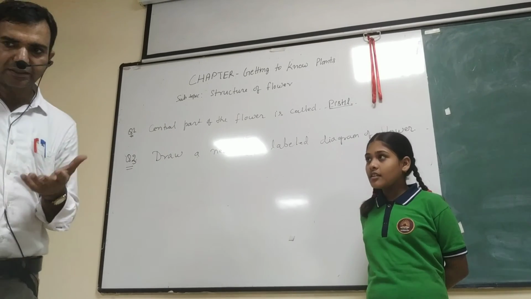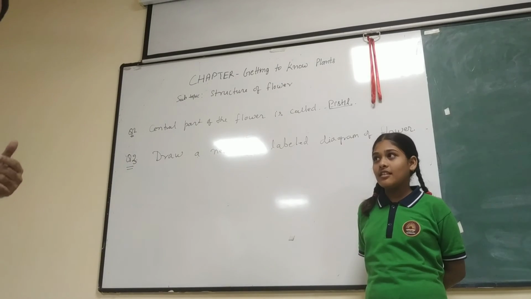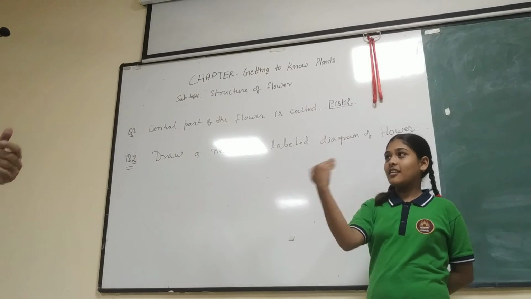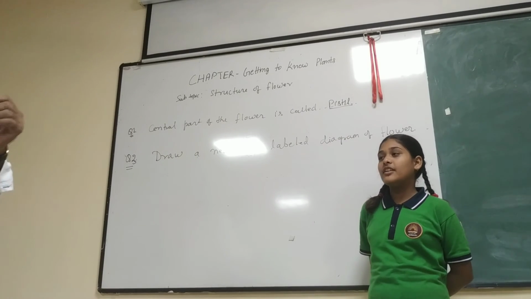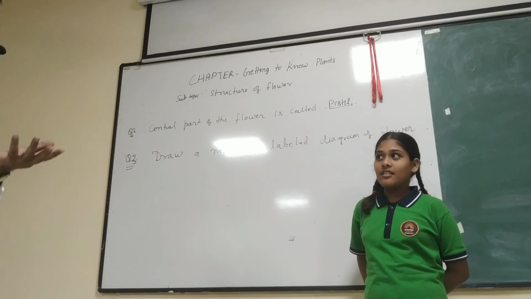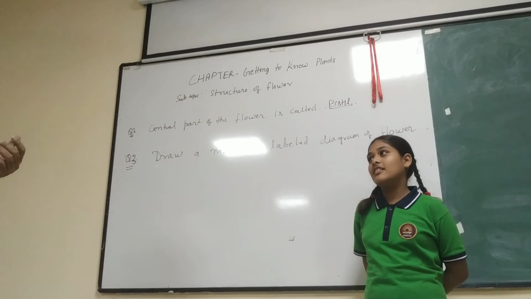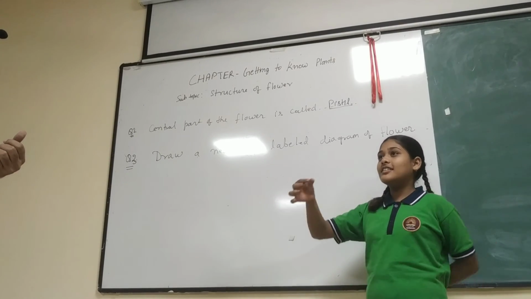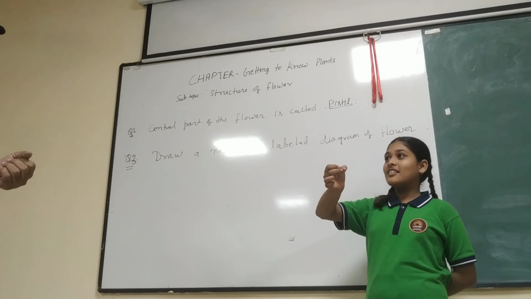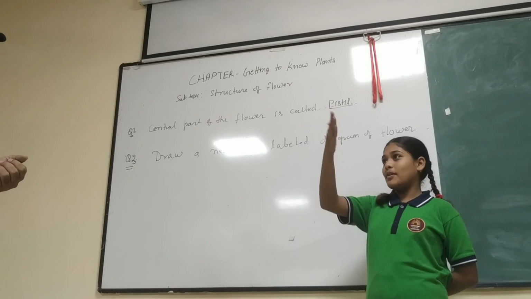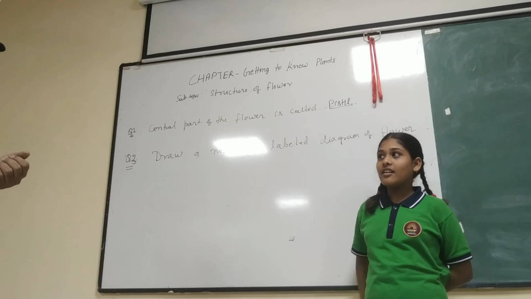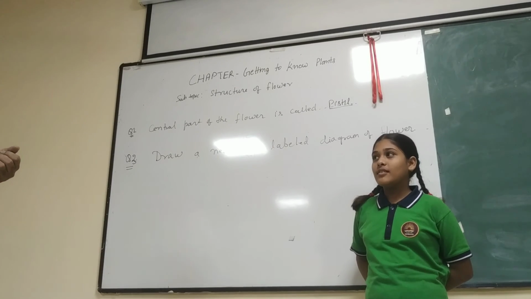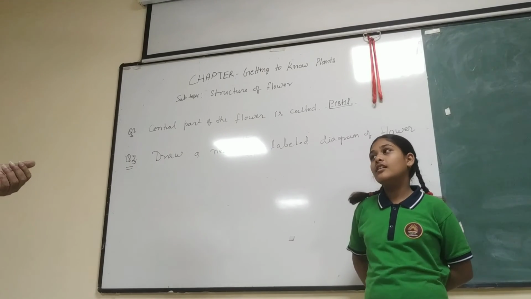Okay. Next to it, stamen. How can you identify that this is a stamen? Sir, the thin, thread-like structure is called a stamen. Very good. And the central part of the flower, pistil. How can you recognize it? Sir, it is swollen at the bottom, straight and cylindrical above, and the flat part at the top is the stigma of the pistil. Okay.